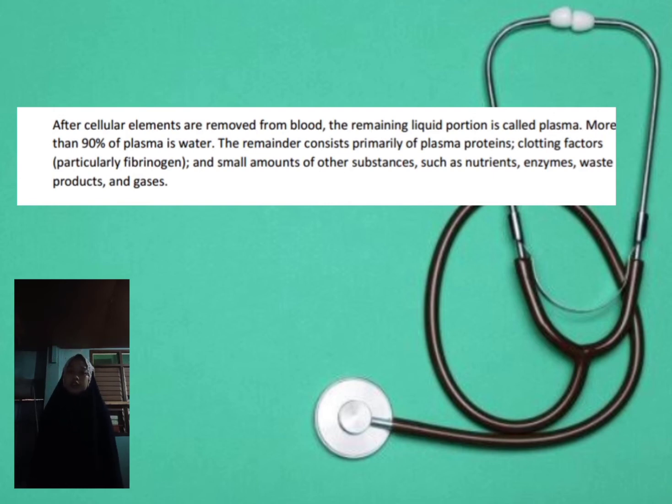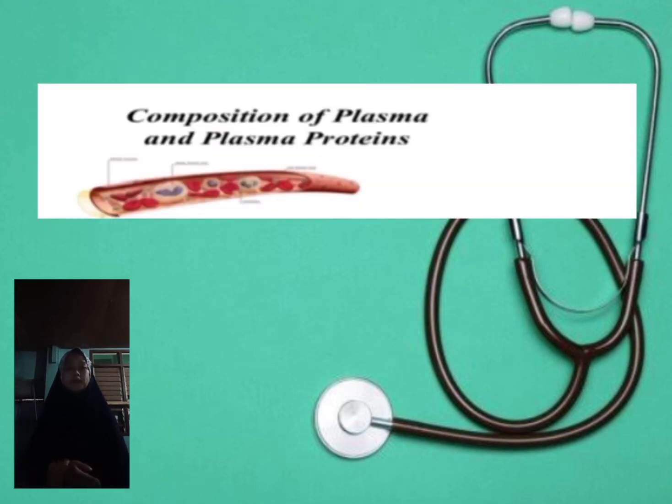The remainder consists primarily of plasma proteins, clotting factors, particularly fibrinogen, and small amounts of other substances such as nutrients, enzymes, waste products, and also gases. The principal difference between the plasma and the extracellular fluid of these tissues is the high protein content of the plasma.